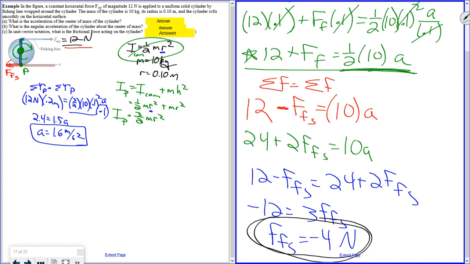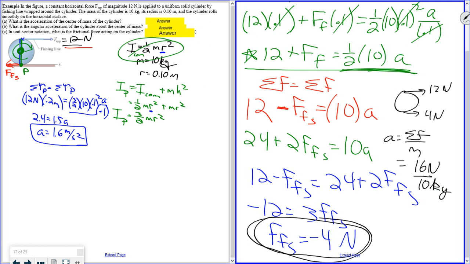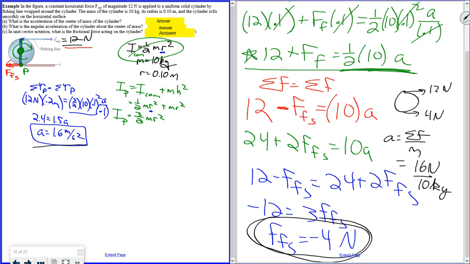If we assume that, now I've got this drawing. I've got 12 newtons here from my applied force, 4 newtons here from friction. So acceleration is net force over mass. My net force is now 16 newtons divided by 10 kilograms, and it gives you the same acceleration we got before. The big question is, why is friction pushing this thing forward?